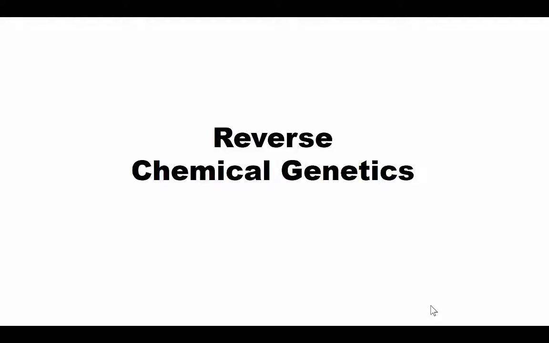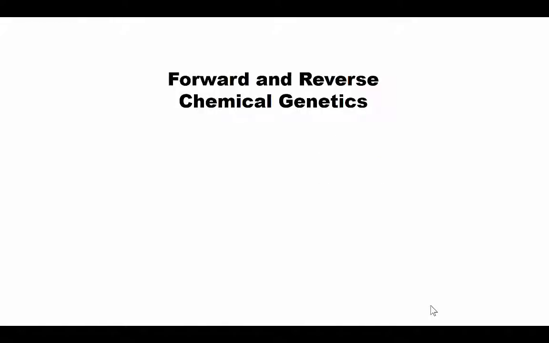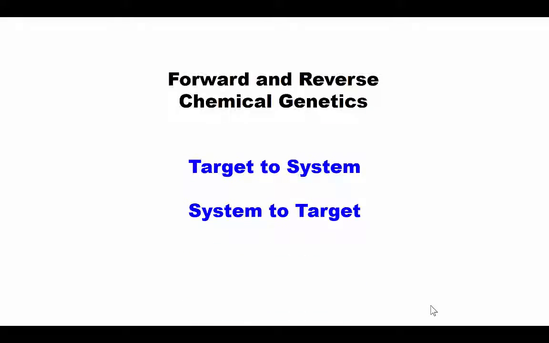Now we are moving to the reverse chemical genetics. To remind you the difference between forward and reverse chemical genetics: one was target to system, and the other one was system to target, right? Reverse chemical genetics is you define your target first, and then check what is the effect on the whole system. So that's why the target to system one should be reverse chemical genetics.